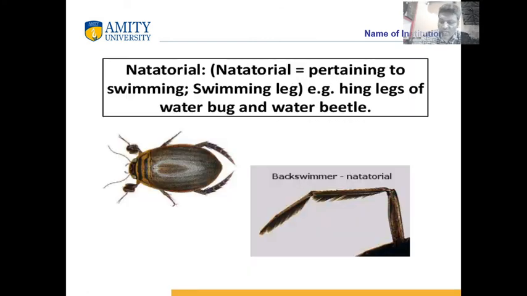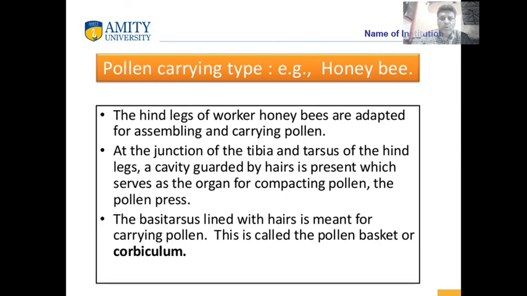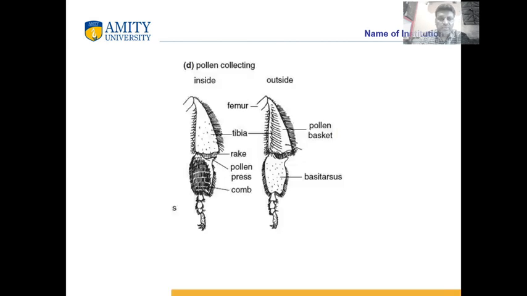Natatorial means swimming type, with hair-like structures. These are all hairy structures. The tarsus is hairy, the tibia is also hairy, and they help in swimming. The example is the water beetle. A sticking type of legs, like the housefly. Pollen type of legs already discussed. For the honeybee, they have pollen baskets, and thread-like structures on the tarsus and tibia, which help in collecting pollen and in cleaning the body parts, so they have multiple roles as well.